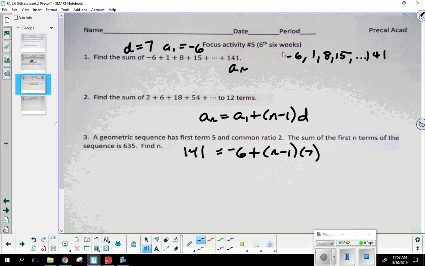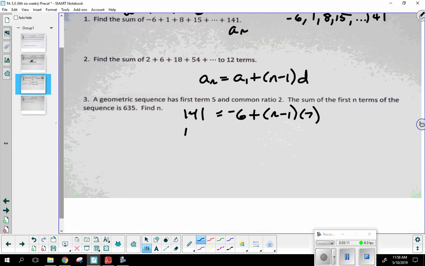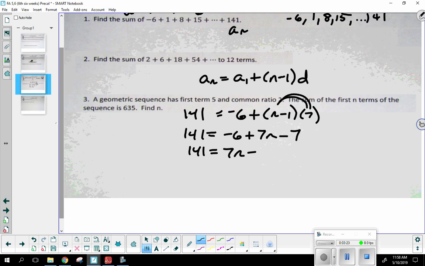Okay. Is everybody okay with how I created the equation? So what do I do now? Okay, let's distribute that 7. So let's see here. 141 should equal -6 plus 7n minus 7. So 141 equals 7n minus 6 minus 7, which is -13.